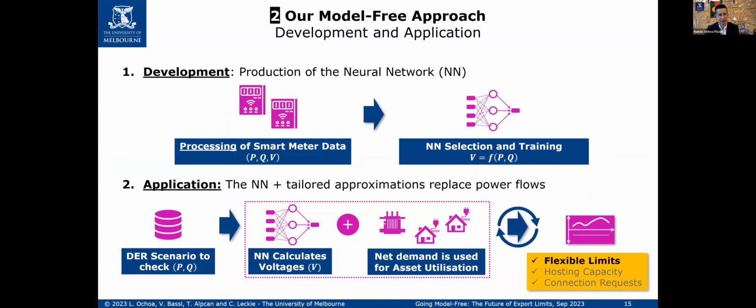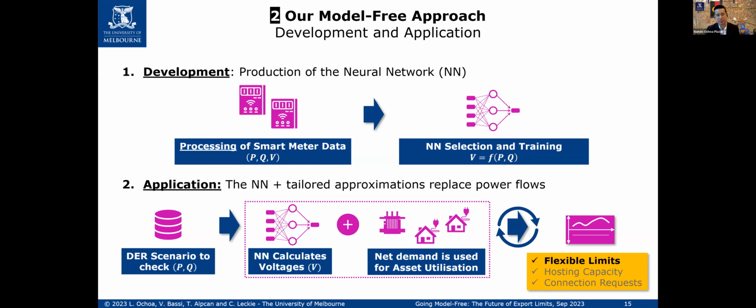So there are 2 stages. The first stage is what we call the development, the production of the neural network. You have your smart meter data that needs to be processed, because real data always has some little issues here and there, so you need to be careful with that. Once you process it, you then produce a corresponding neural network, and I will explain that in the next slides. Once you produce a neural network, you're able to calculate voltages as a function of active and reactive power of those customers. And you will find the voltage of those customers for those particular scenarios. And that's what we are going to use.